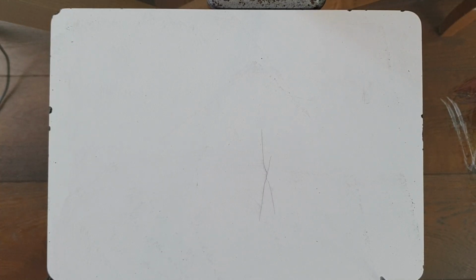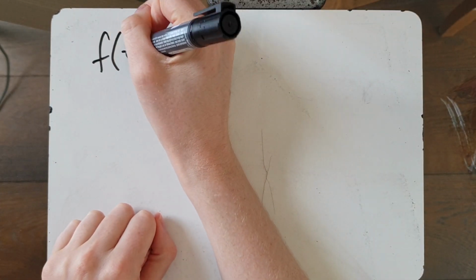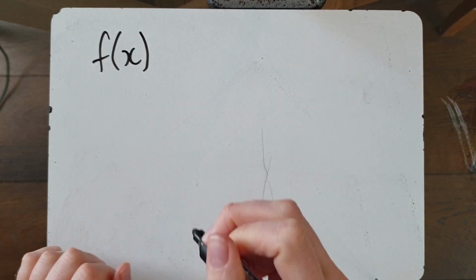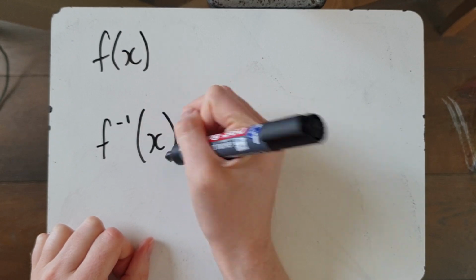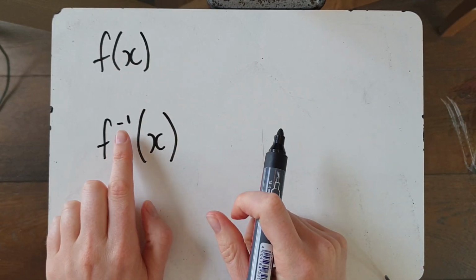Today we are going to look at inverse functions. So an inverse function reverses the effect of a function. If we had a function f of x, we would denote the inverse function as f to the negative 1 of x. Now we've spoken about this before.